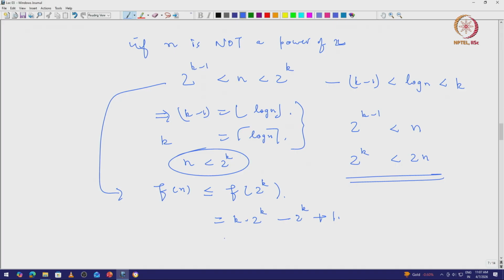Now, this is less than k times 2 power k minus n plus 1. Instead of subtracting 2 power k, I will subtract only n. I am subtracting a smaller number, that is why the equality has become minus n plus 1. And this is less than 2 power k, which is less than 2n. Therefore, with k being log n, this is less than k times 2n minus n plus 1.